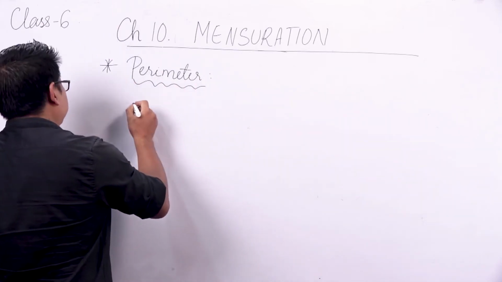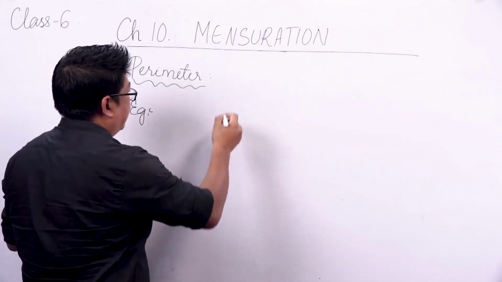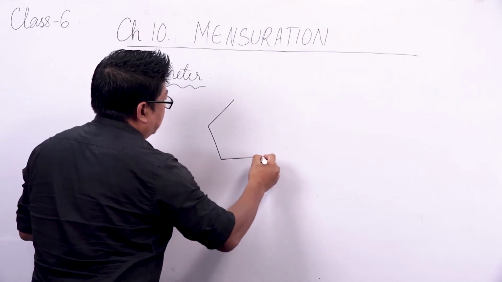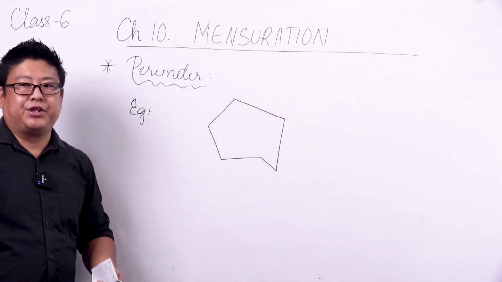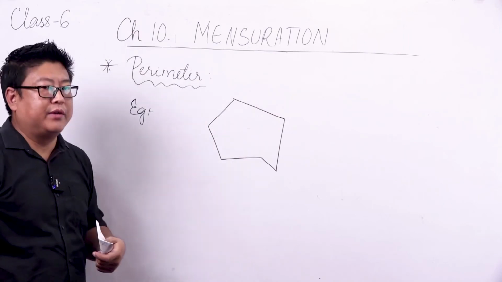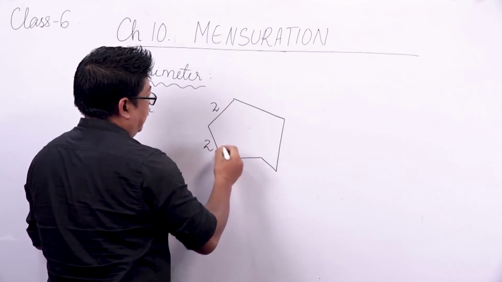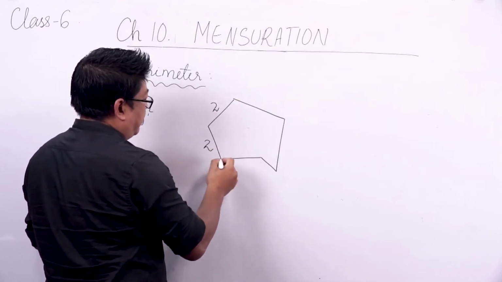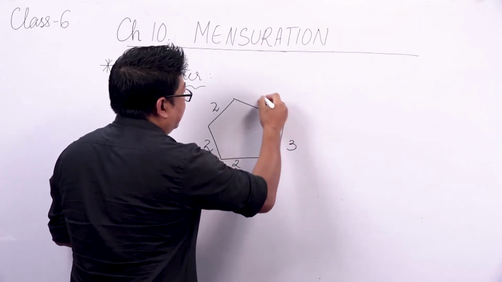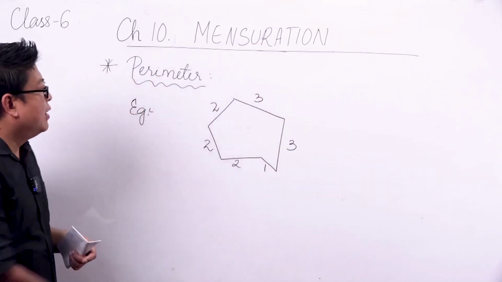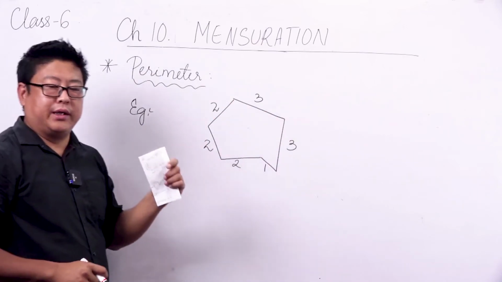Now, in some questions, we may get something like this. They may give you something like this. We don't know the name of the shape, right? We do not know the name of the shape, but let's say they have given us measurements. From here to here is 2, from here to here is 2, from here to here is 2. Let's say this is 1, let's say this is 3, and this is 3. Okay? So these are the distances given, and they ask you to find the perimeter for this.